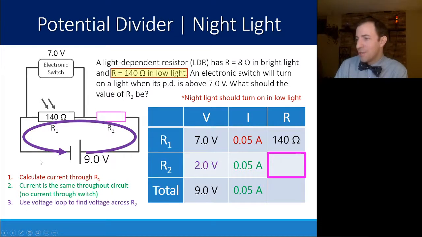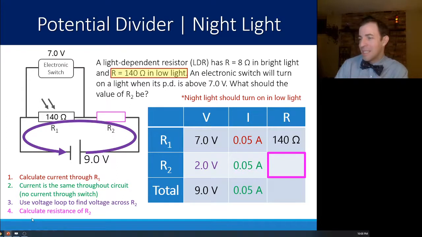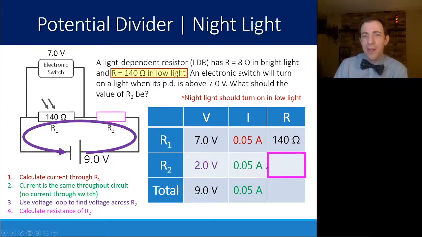Now all I need to do is calculate the resistance of R2. Resistance is just voltage divided by current. So that ends up being 40 ohms. I could also find the total resistance. Here I could solve it a couple different ways. I could say 9 volts divided by 0.05 would end up being 180. Or I can add these together and find 180 that way as well.